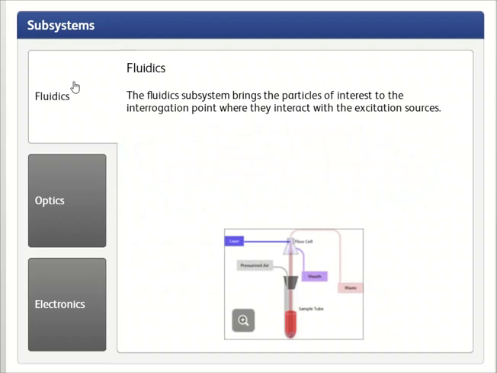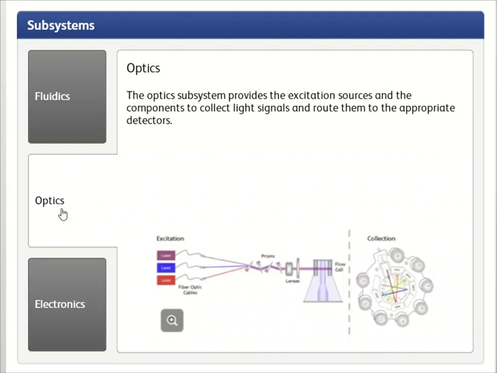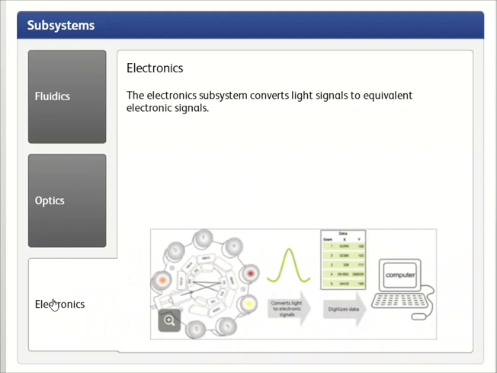The fluidic subsystem brings the particles of interest to the interrogation point, where they interact with the excitation sources. The optics subsystem provides the excitation sources and the components to collect light signals and route them to the appropriate detectors. The electronics subsystem converts light signals to equivalent electronic signals.